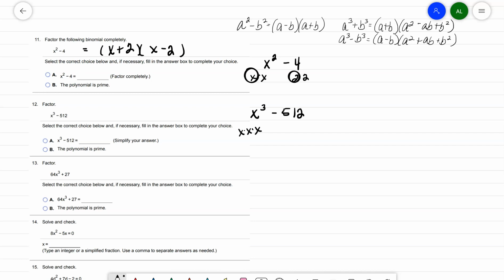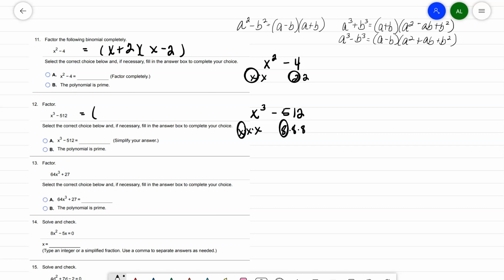And when it comes to the 512, you just want to take the cube root of that number. You can use your calculators, and hopefully everyone knows how to set that up, to find the cube root of 512. And you would find that 8 times 8 times 8 is 512. So we have the difference of two cubes. So the answer is written using a as x and b as 8.